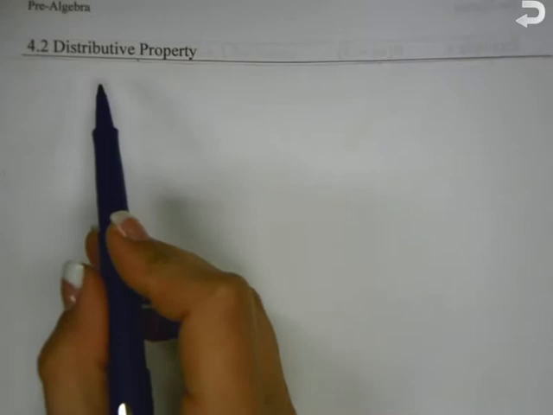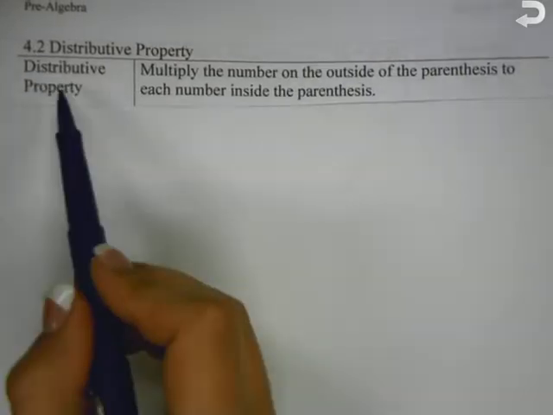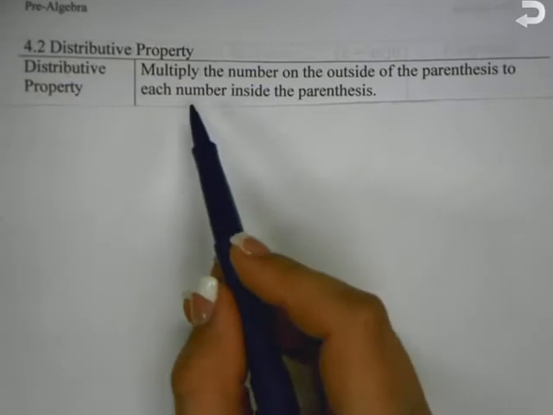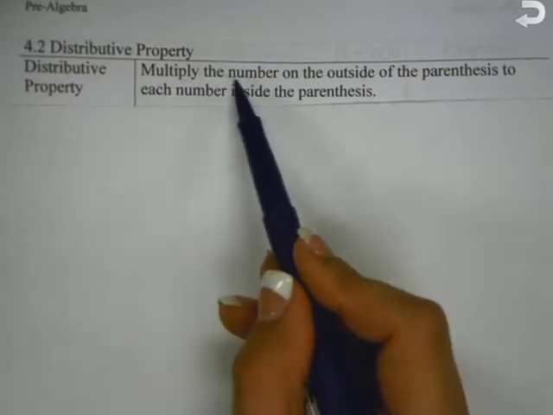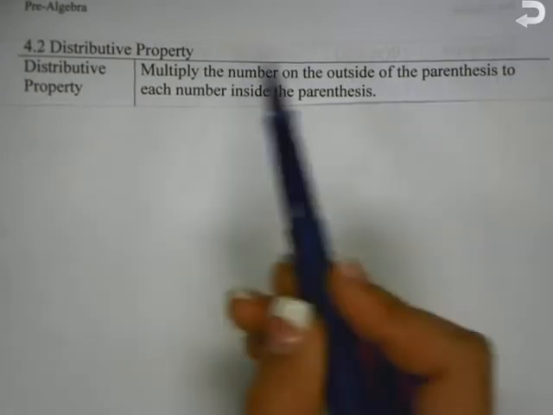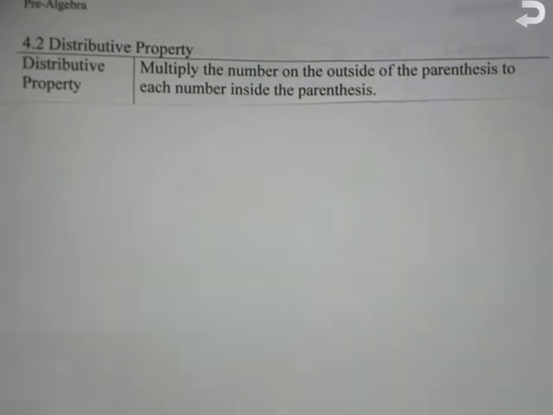So Unit 4, Lesson: Learning the Distributive Property. We just have the definition of distributive property. On the left-hand side, I put the term distributive property. And what do we do when we're applying distributive property? We multiply the number on the outside of the parentheses to each number inside the parentheses. So we have to multiply what's on the outside by everything on the inside. That's all the notes we need to know.